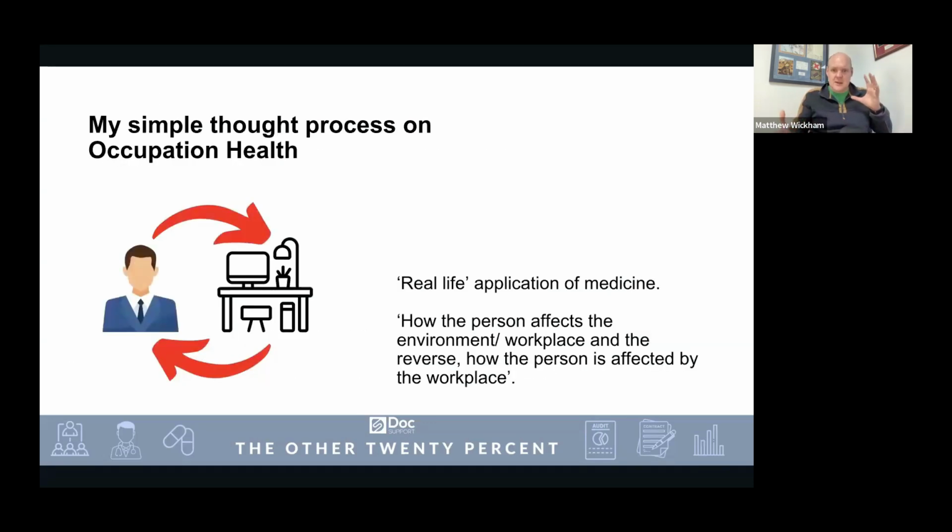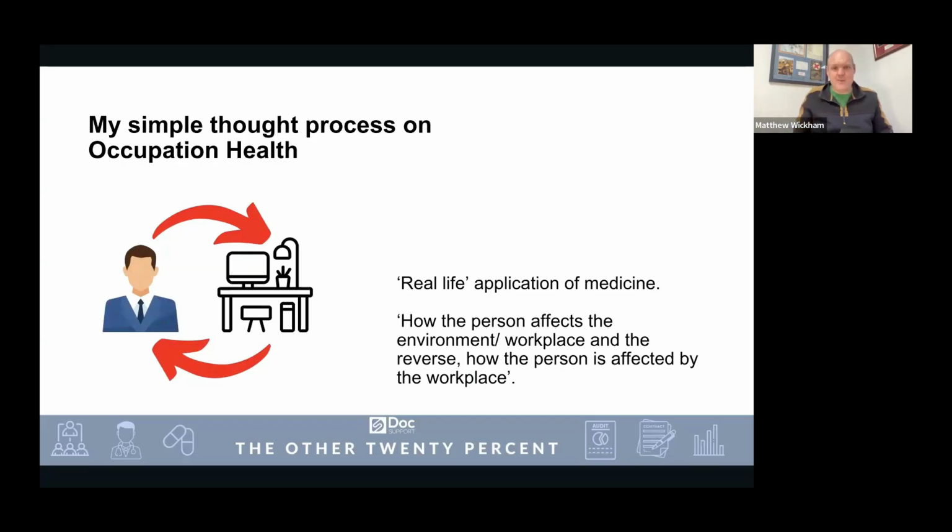Occupational health is this mixture. I love a bit of occupational health. It's basically the real life application of it. So it's how you as the individual, your medical conditions may affect your workplace, and then likewise how your workplace may affect your medical condition.